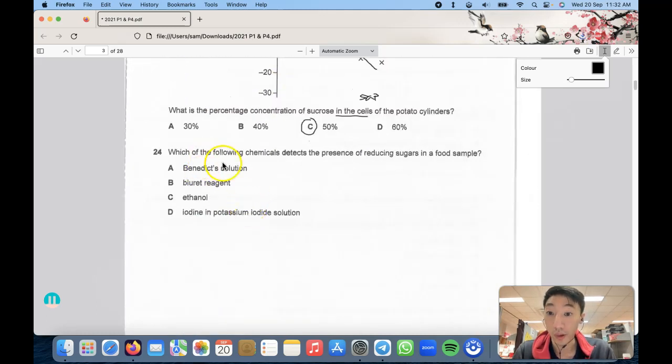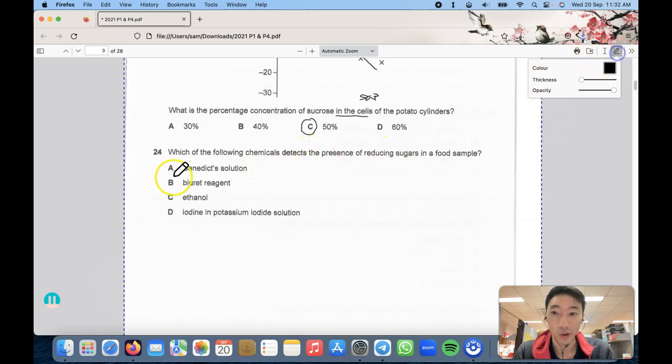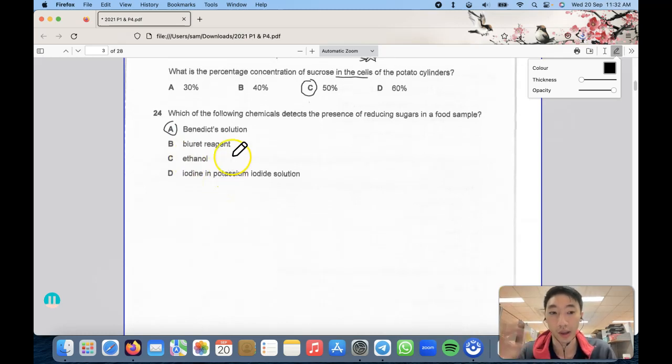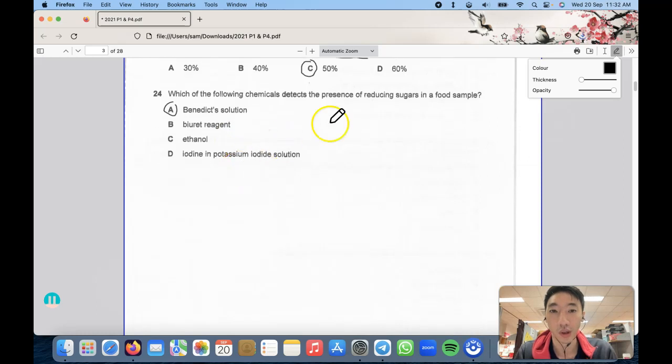Okay, which of the following chemicals detect the presence of reducing sugar? So of course that would be Benedict's solution. Just remember Benedict is like a boy who loves sugar, a fat boy, who loves to eat a lot of sugar. So Benedict, reducing sugar. Okay, which by the way, what is a non-reducing sugar? Sucrose. Sucrose is a non-reducing sugar.